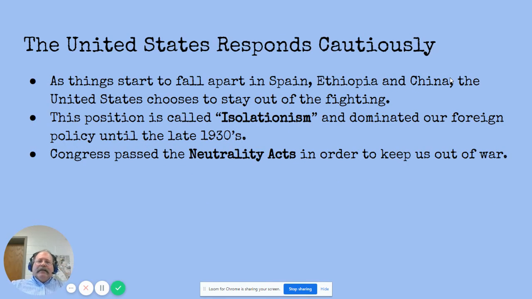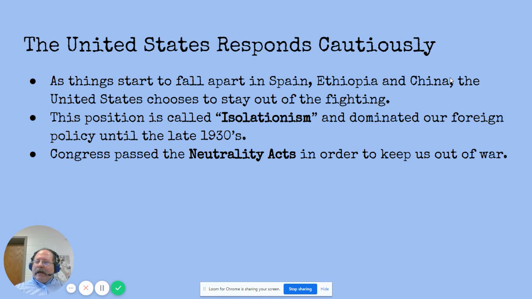While all of this chaos is happening in Europe, the United States was kind of acting like an ostrich, stuck its head in the sand and tried to ignore what was going on. We wanted to stay isolationist, which means that we didn't want to get embroiled in those foreign problems, and we just wanted to stay out of it. And so we passed the Neutrality Acts in order to keep us out of war. That prohibited us from helping nations at war with either loans or military supplies.